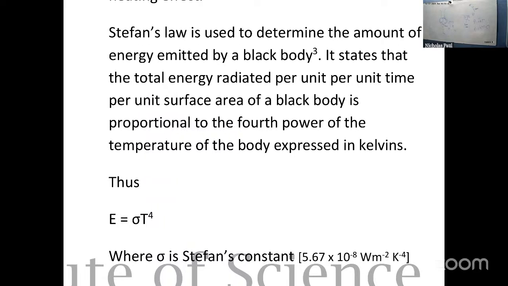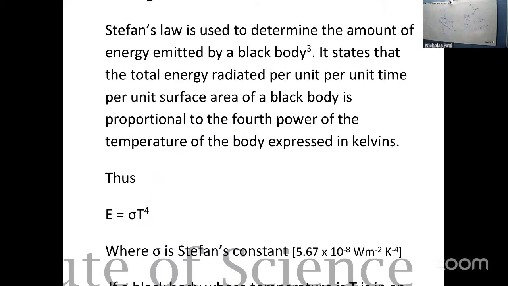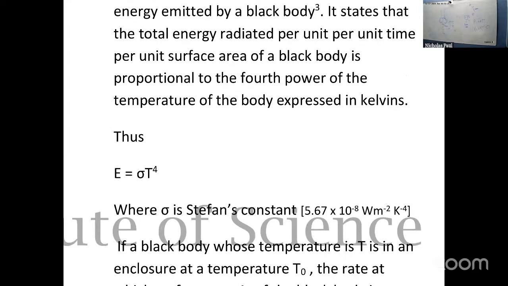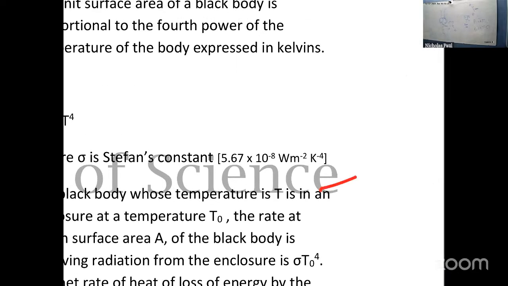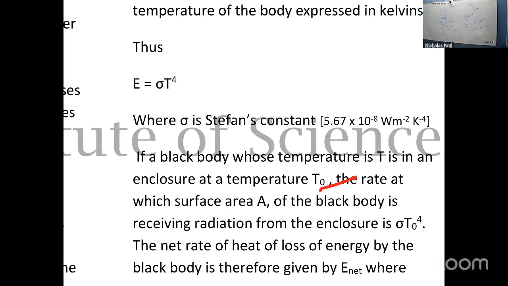It states that the total energy radiated per unit time per unit surface area of a black body is proportional to the fourth power of its temperature. This should be P is equal to Stefan's constant times A times T to the fourth. Just do me a favor, if you didn't write it down already, write down the formula and write down what Stefan's constant is.